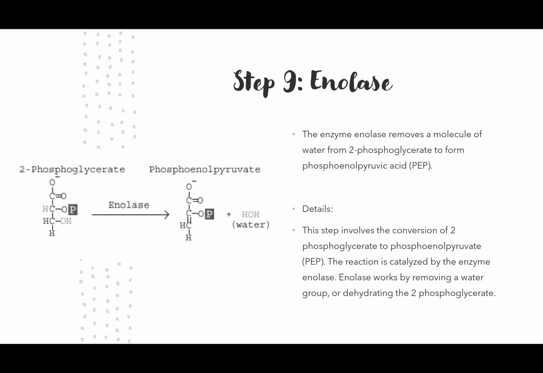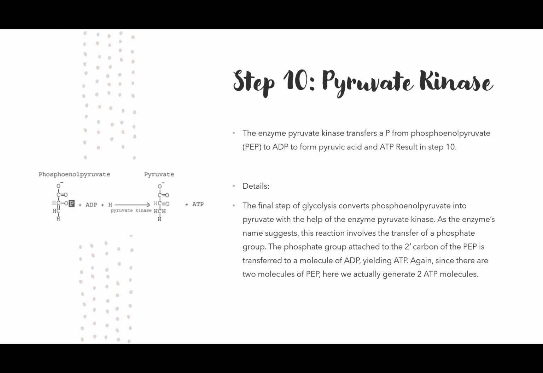The reaction is catalyzed by the enzyme enolase, and enolase works by removing a water group, right. So that's what the enolase does. It takes water from a molecule. So when we look at enolase, we just remove the water from 2-phosphoglycerate. All right. So here now we have phosphoenol pyruvate, and then at step 10 we have pyruvate kinase.